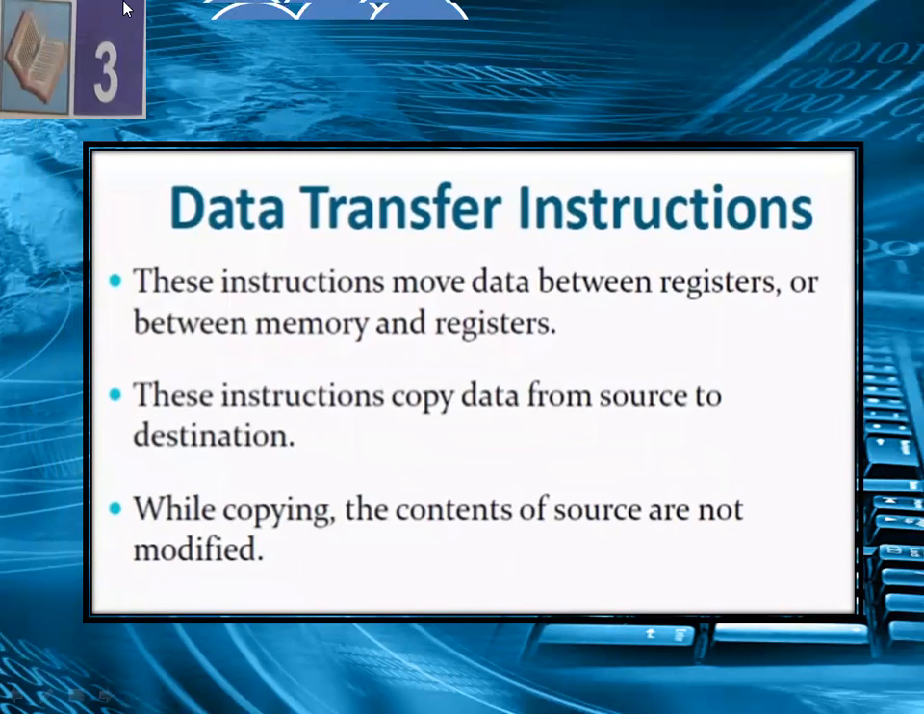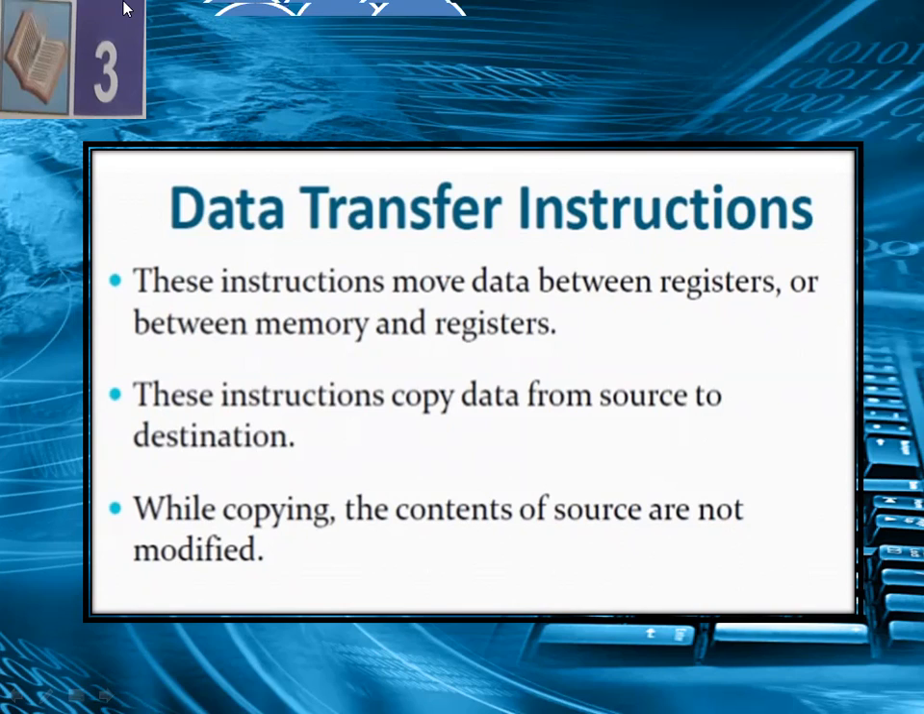The first type of instruction is data transfer instruction. These instructions move data between registers or between memory and registers. So these instructions are used to transfer your data, moving it between registers or between memory and registers. Basically, their purpose is to transfer data between memory locations and registers. These instructions copy data from source to destination.